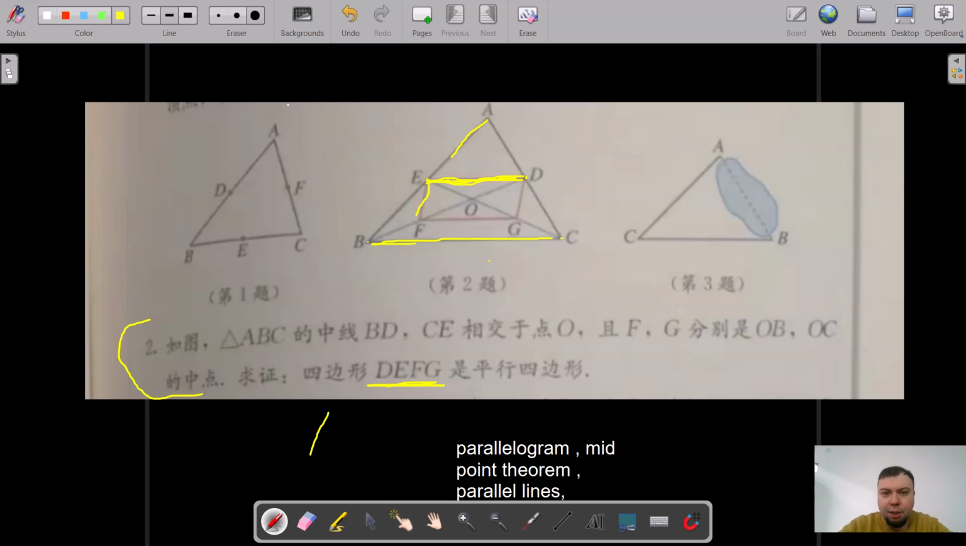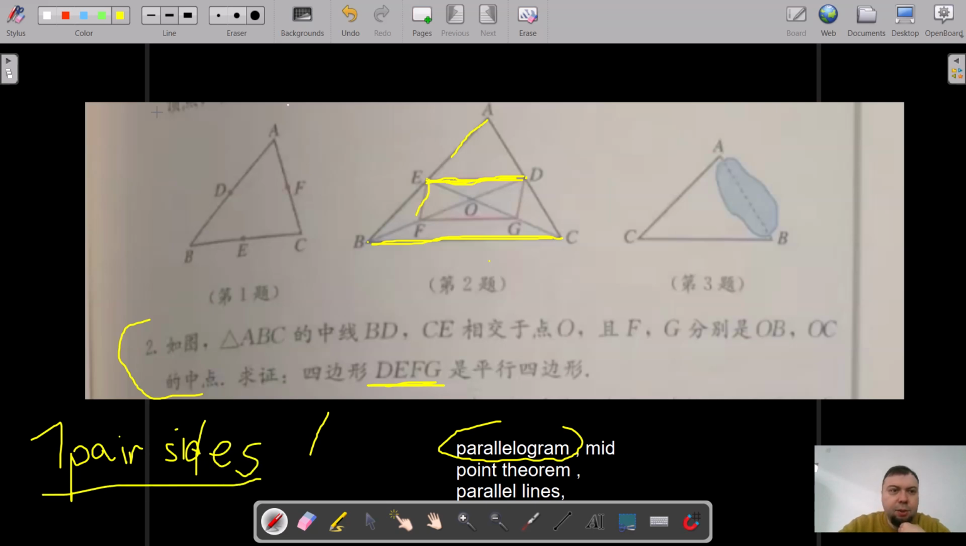ED is parallel to BC, but it's not enough yet to tell us that this is a parallelogram, because a parallelogram has at least one pair of sides parallel. One pair of sides has to be parallel. So FG also needs to be parallel to ED, not just ED parallel to BC. So yes, FG is parallel to ED, but how do we know about it?